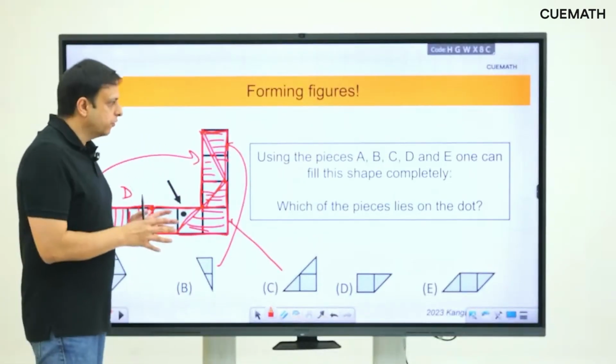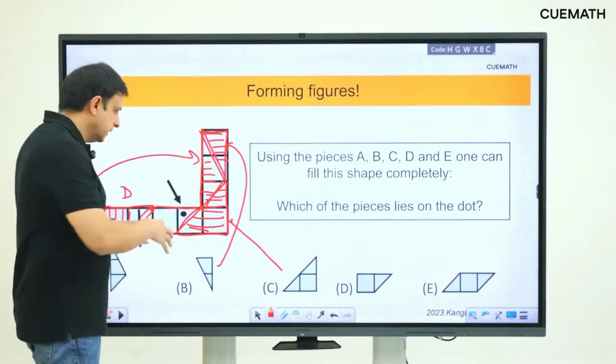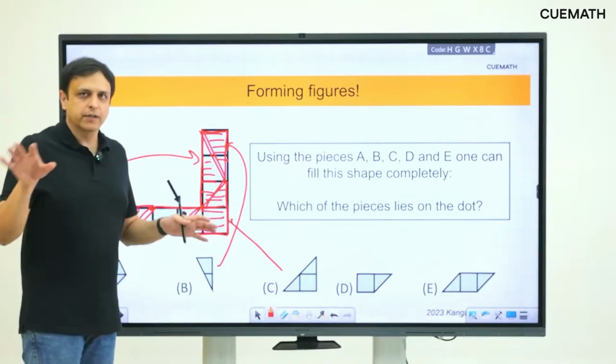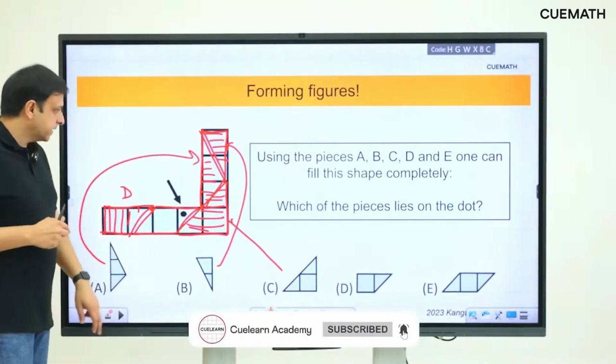So this is how you have to solve problems like this. You have to mentally rearrange these pieces or such pieces in your mind to see how they are fitting together to form the original picture. All right, let's keep going.